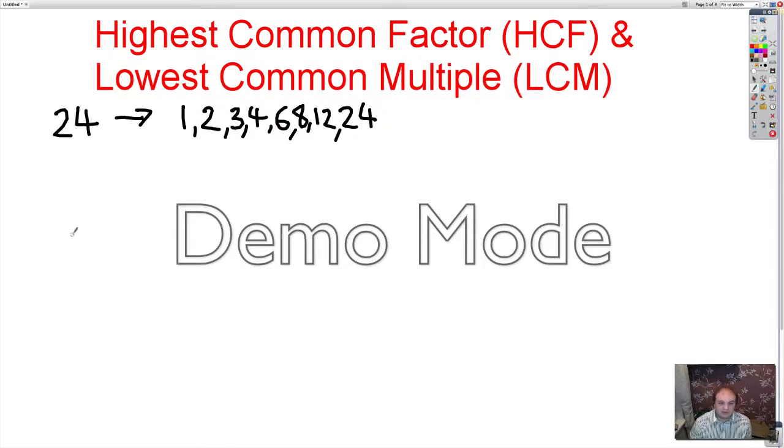Multiples, much more simple. If I want the multiples of, say, 7, it's really simple, it's just the times table of 7, so 7, 14, 21, 28, and so on, 35, and usually you'll be asked the first 5, 6 multiples, whatever, you just give as many as it asks for. So that's what we've been doing.